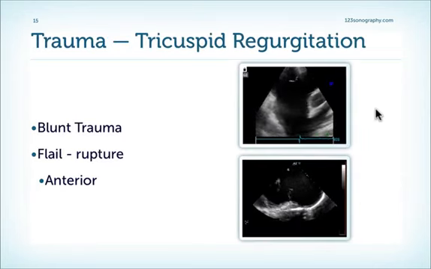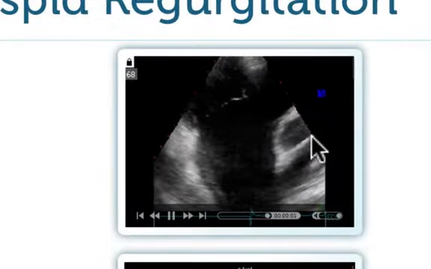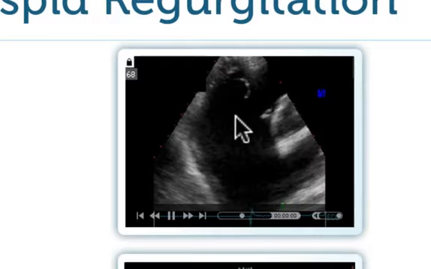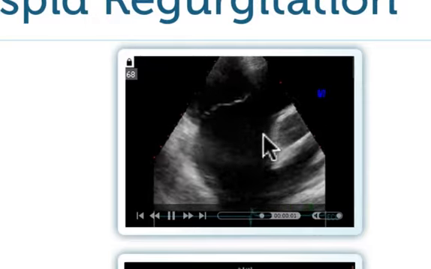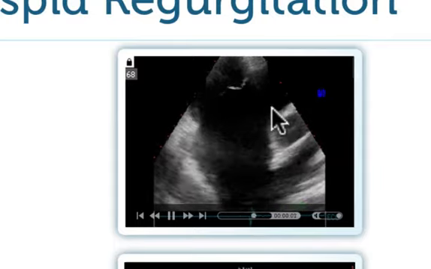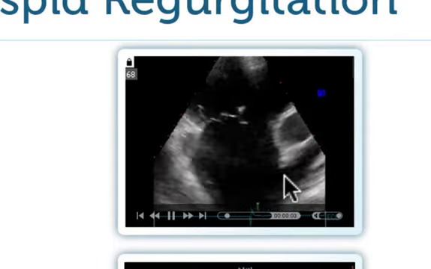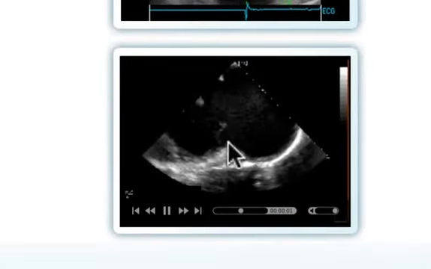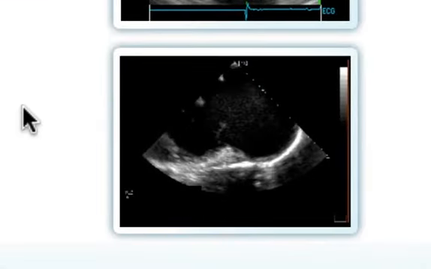This is an example of a patient with a fairly rare cause for tricuspid regurgitation. This was a 48-year-old male who had a car accident which led to rupture of the tricuspid valve. We have a flail leaflet here with a broad coaptation defect in the transthoracic echocardiogram. And we can also see the rupture here in the transesophageal echocardiogram.